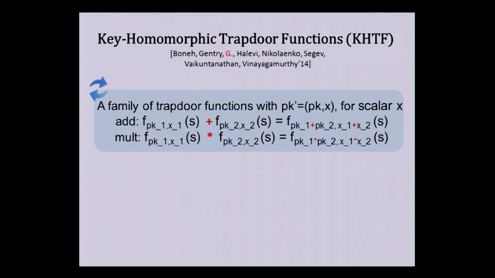And when I refer to the homomorphism, I refer to the component-wise homomorphism. That is, when you take a function, evaluate with respect to the public key and some scalar x1, evaluate on a secret s, then you can add it to another function, evaluated with respect to a different public key pk sub 2 on a different scalar x2. And what you get is a component-wise addition of the public keys and the scalars. And similar operations hold with respect to multiplication. So you can multiply two different functions, evaluated with respect to different public keys and different scalars, and you have component-wise multiplication.